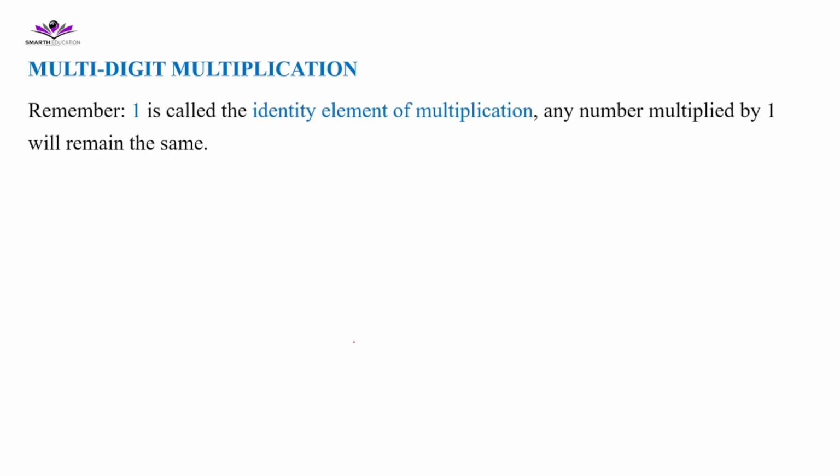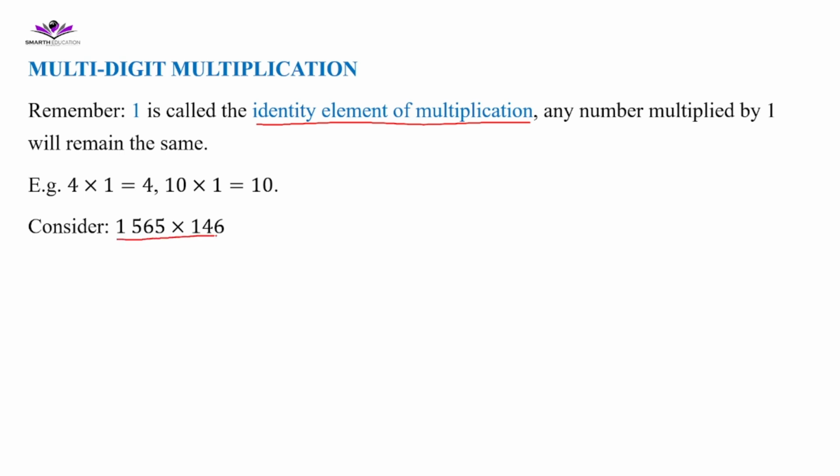Welcome back. Let's look at multi-digit multiplication. Right before we do the multiplication, I want us to remember this. 1 is called an identity element of multiplication. Why do we say so? Because any number multiplied by 1 will remain the same. Like if you say 4 times 1, it is 4. 10 times 1, it is 10. Just remember that. And then let's do our multiplication.